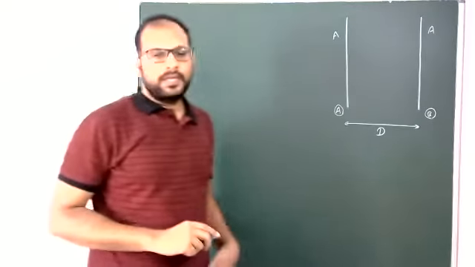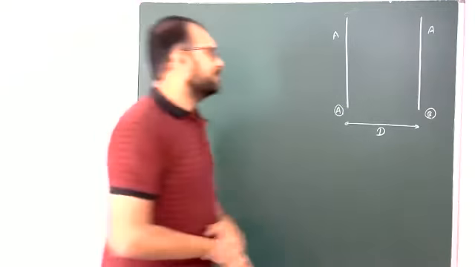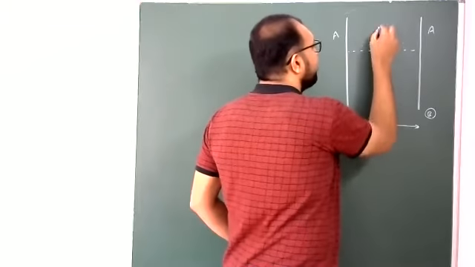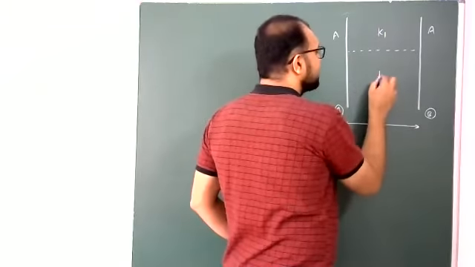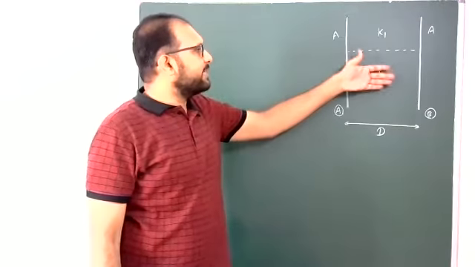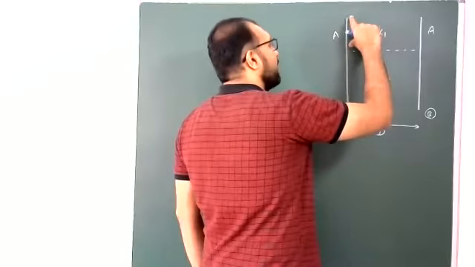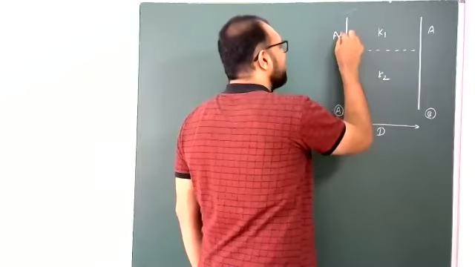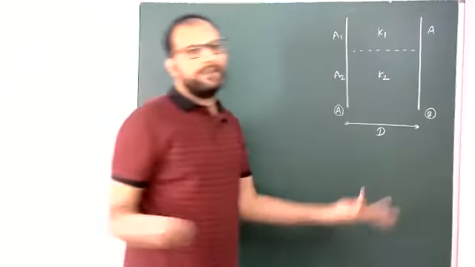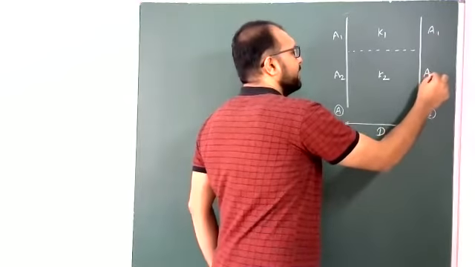Now, between these two plates, whatever space is available, some space here is filled with K1, and the remaining space is filled with K2. So this part is filled with K1, this part with K2. The area occupied by this particular portion I am taking as A1, and the remaining I am taking as A2. A1 plus A2 is capital A. So this is A1, this is A2.